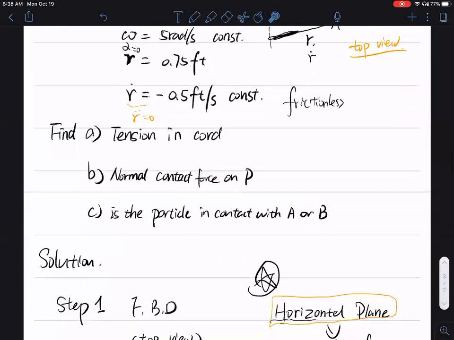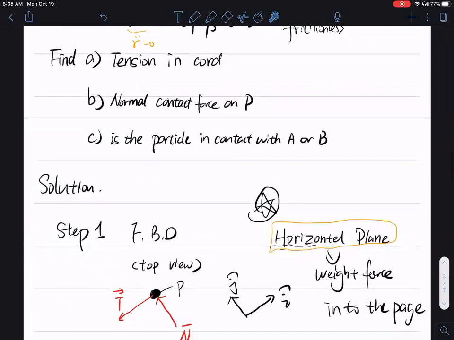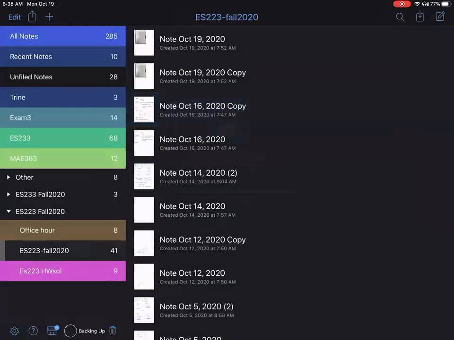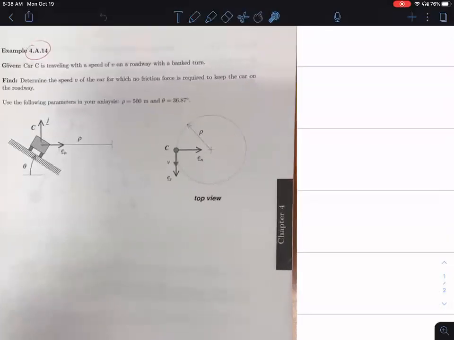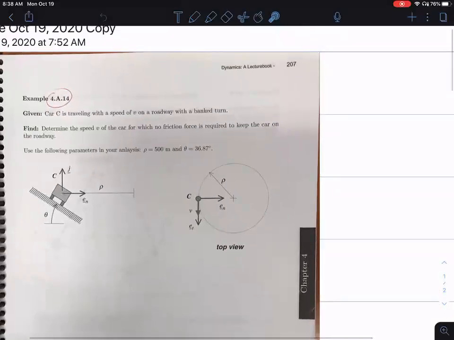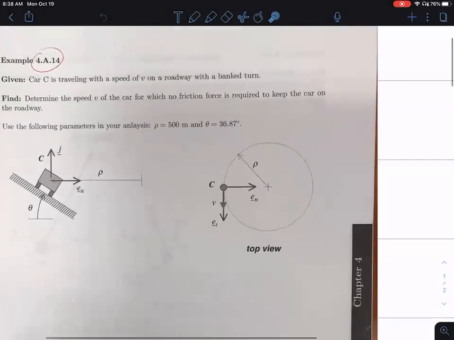Right. Now let's look at the next example. It's an example in your book, page 207, example 4A14.